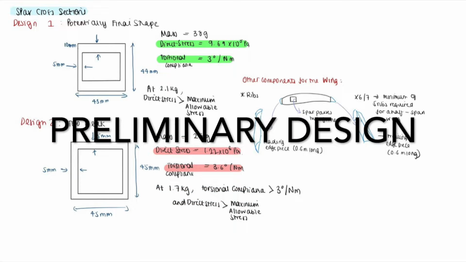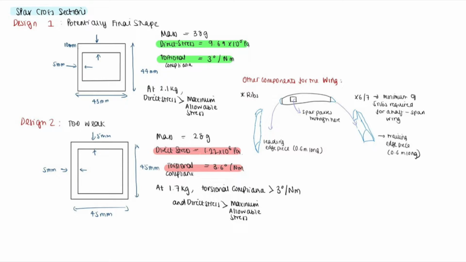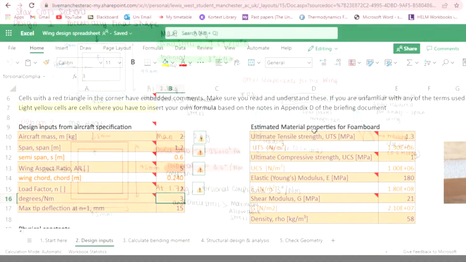Our initial design consisted of uniform cross-section beams and were drawn onto paper. However, to come up with dimensions that would satisfy the structural requirements, we used an Excel spreadsheet. This allowed us to input design constraints.